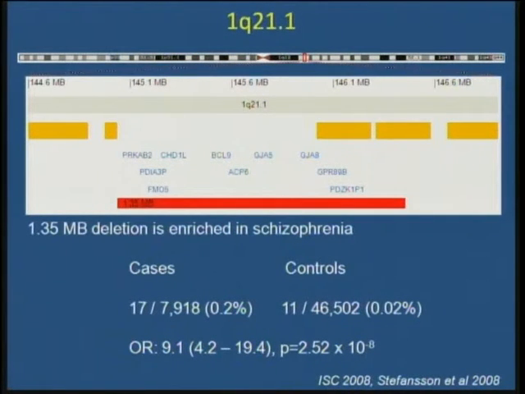The second recurrent mutation associated with schizophrenia is at 1q21.1. It's a 1.35 megabase deletion, and this is the data from both of those large case control studies. It was detected in 17 of almost 8,000 cases for a frequency of 0.2%, and about 10 times less in controls, a frequency of 0.02%. So it is highly significant, with a very high odds ratio for this mutation. All of these genes are expressed in the brain, but there are no standout candidates for a schizophrenia or a mental illness gene.